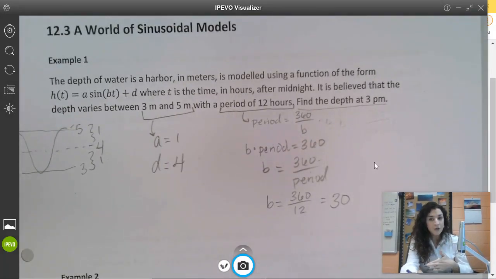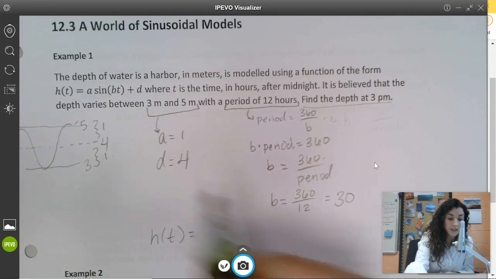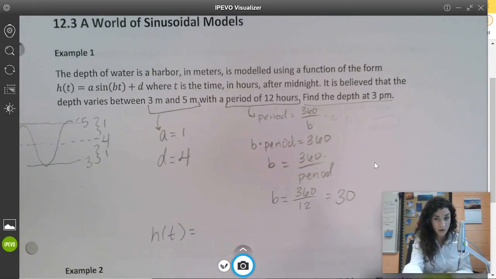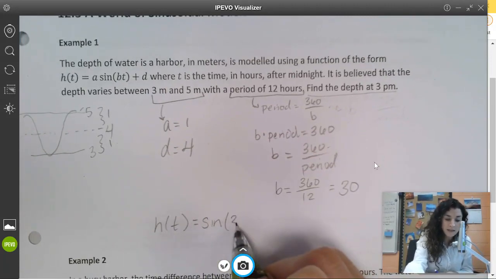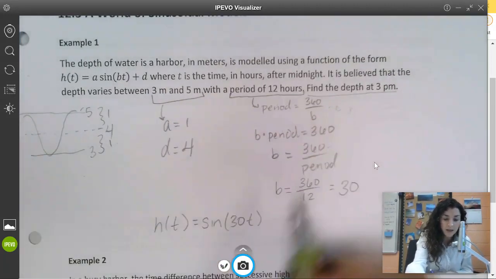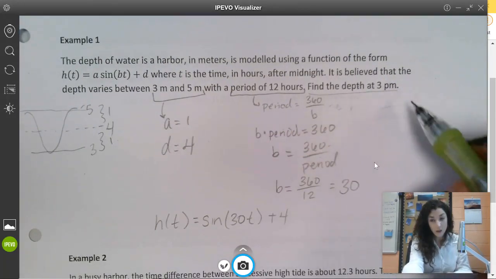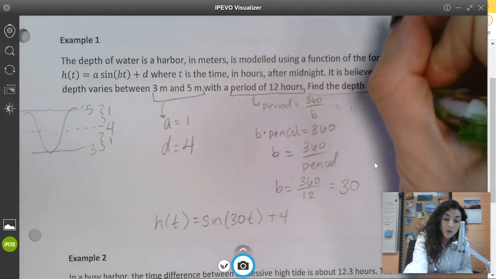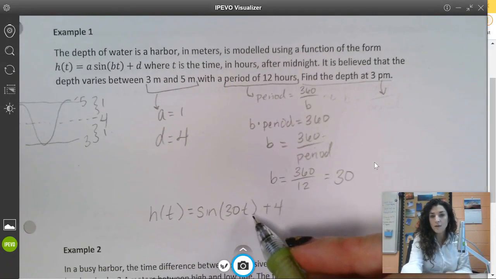So now we have all the information we need in order to create this model. We go back up here and say, okay, H of T is equal to A, which is 1. I'm not going to write it because it's just 1 times sine of B, which is 30 times T, and then plus D, which is 4. That feels like we've just accomplished something huge, except we're not done yet, because what we're technically being asked to do is find the depth at 3 p.m. So we need to plug in something for t in order to solve for this.